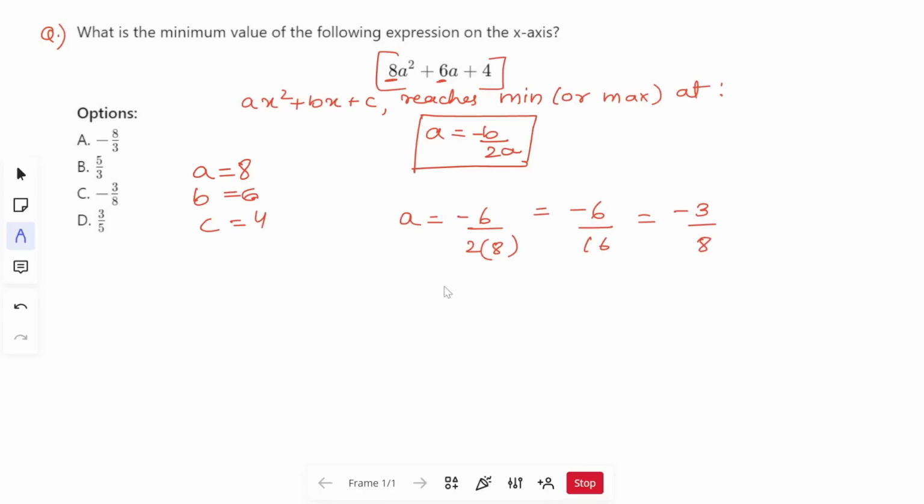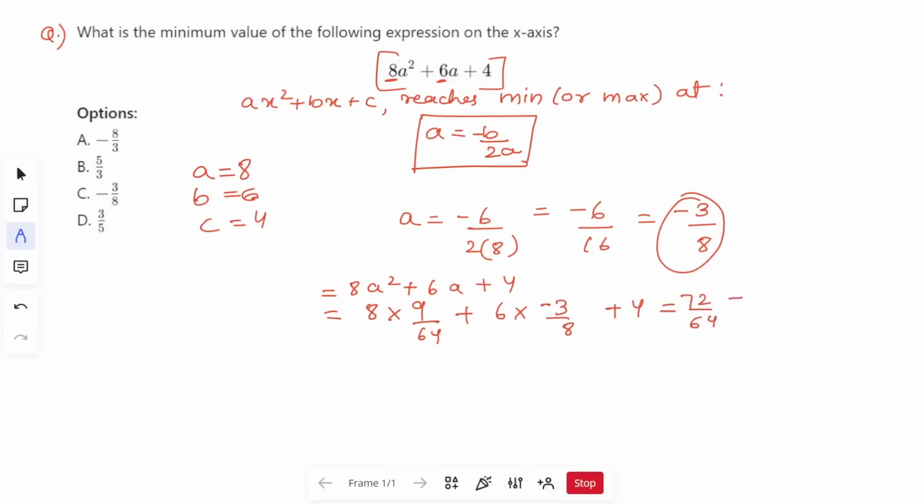Now we will start solving our equation. So see, 8a square plus 6a plus 4. 8a square means 8 into 3 3s are 9, and 8 is 64. Basically I'm substituting this value in place of a, plus 6 into minus 3 by 8 plus 4. This will equal 72 by 64 minus 18 by 8 plus 4.